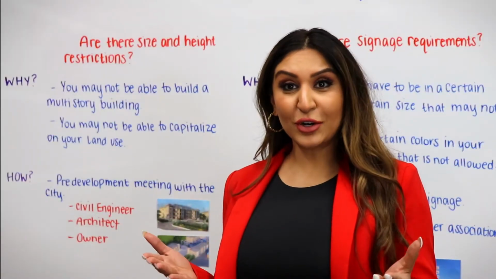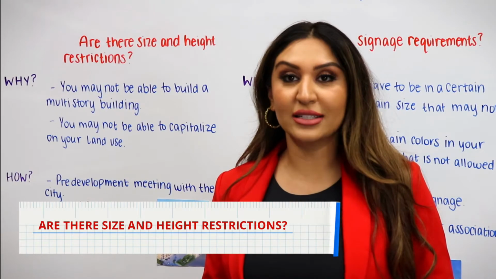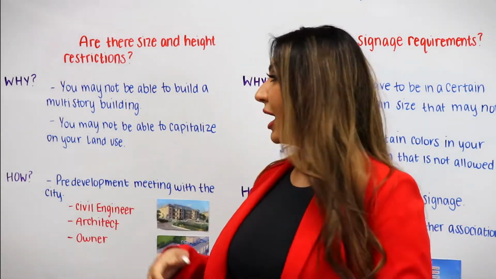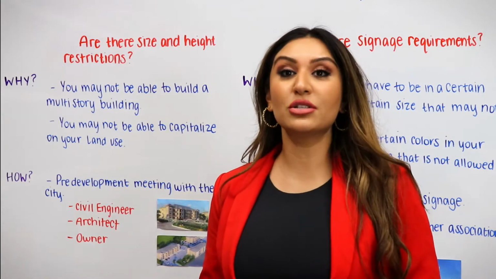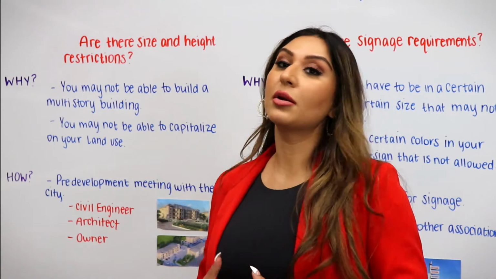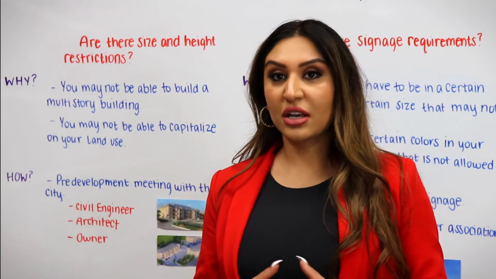Okay guys, so the first point for zoning part 2 is, are there size and height restrictions? That is very important for you to know. And why? Because you may not be able to build a multi-story building, and you may not be able to capitalize on the land usage. So I'll give you a great example.